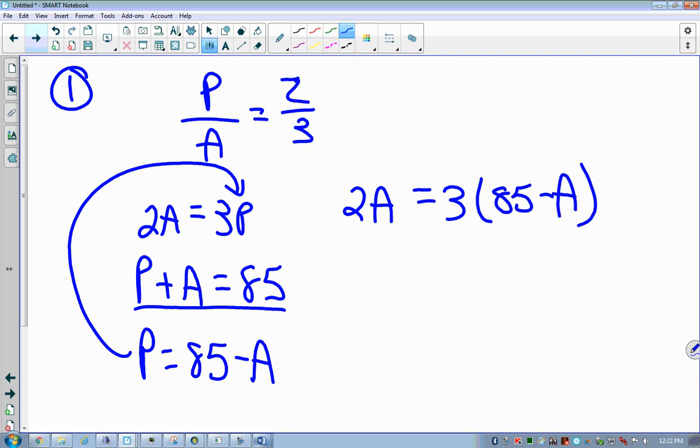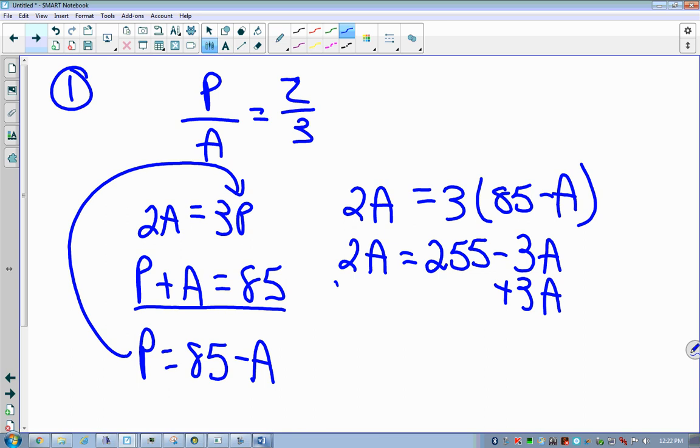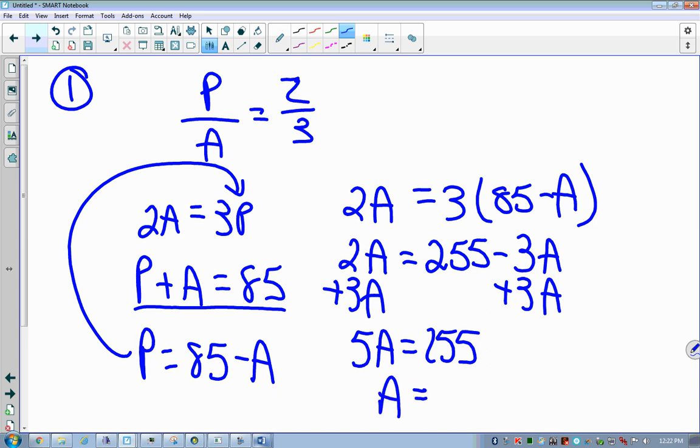You'll notice that that gets everything in terms of a, so I'm solving for acolytes, which is what the question asked for. So we got 3 times 85, which is 255, minus 3a. Okay, we're going to add 3a to both sides, so we get our a's together. Gives me 5a equals 255. Of course, I think by now you know you're going to divide by 5, and you should get 51 acolytes. Okay, that's what you're solving for. If by chance you would end up solving for priests first, you'd simply subtract priests from your 85, and that would leave you with your acolytes.